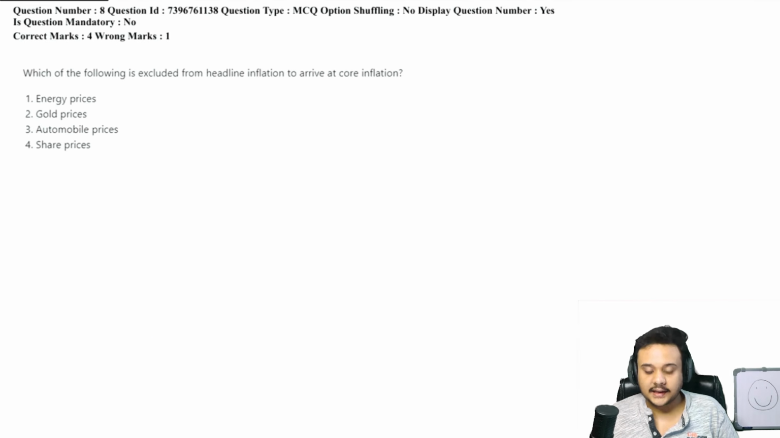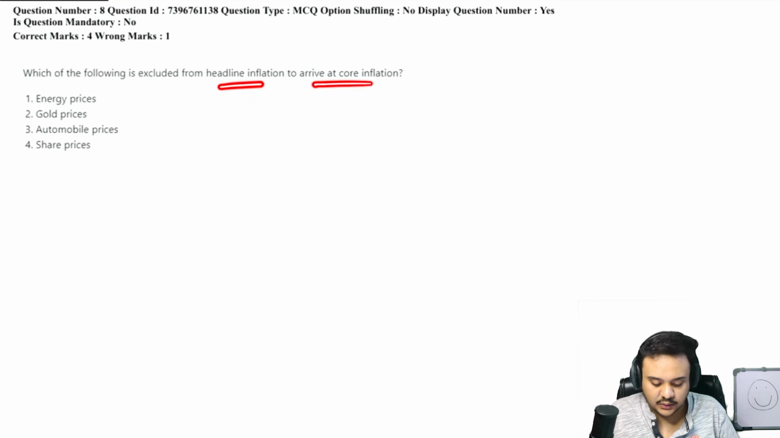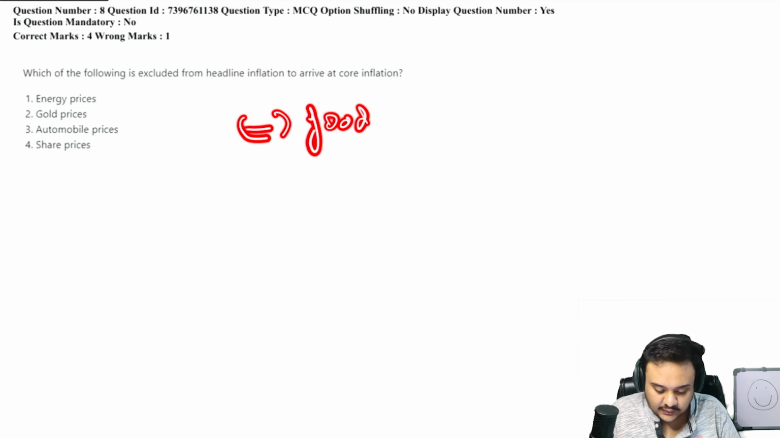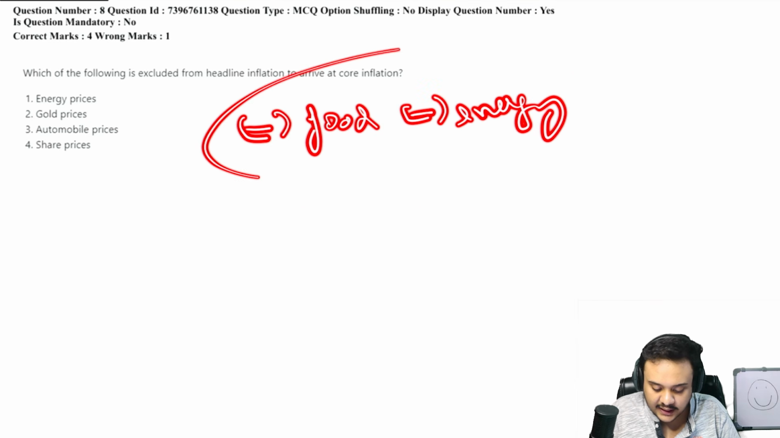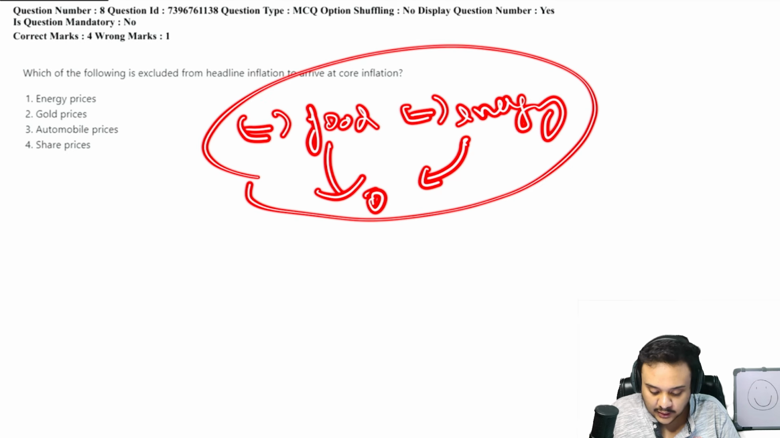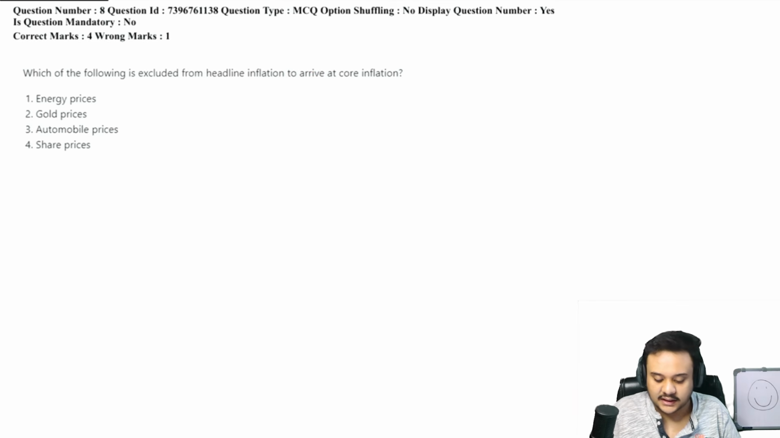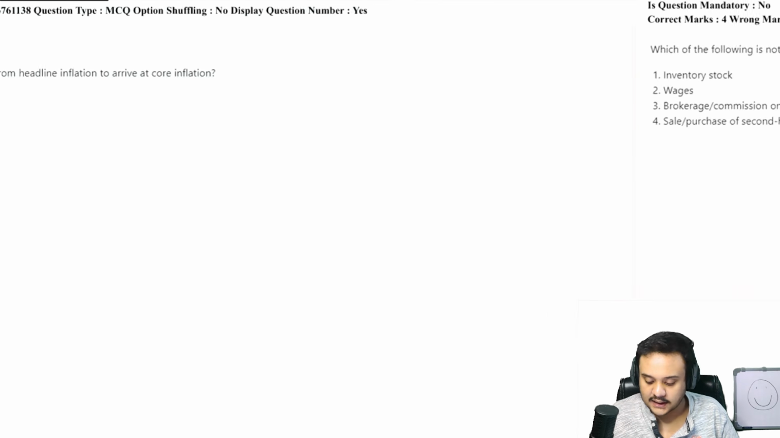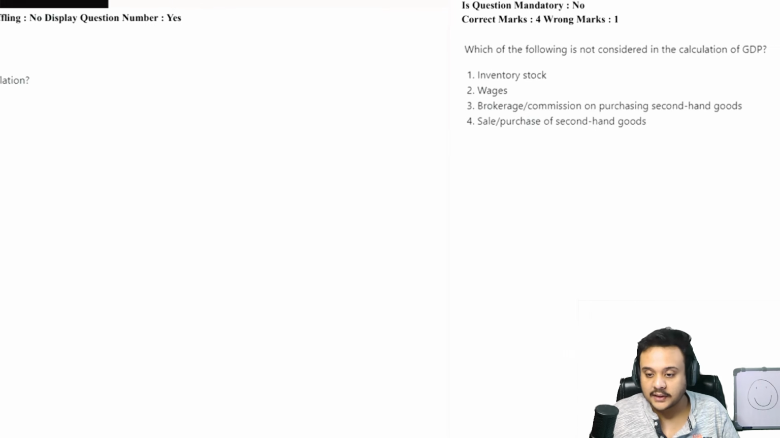The eighth one says, which of the following is excluded from headline inflation to arrive at core inflation? Very simple. You just subtract food inflation and you subtract energy. Why? Because food and oil prices and all of the energy related prices are highly volatile. They keep changing very fast. That is why in core inflation we do not focus on food or energy inflation. So here energy is going to be the right option. Okay, so that is just a part of inflation which is directly mentioned in the syllabus. So you have to cover it as much as you can in the Indian context also. CPI, WPI, all of that.